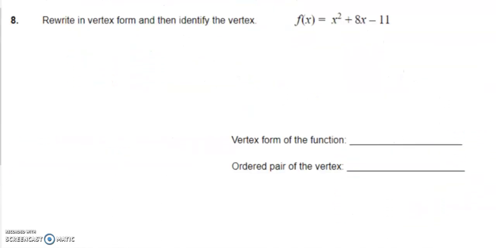All right, rewrite in vertex form, then identify the vertex. So f of x is really just the same thing as y. So I'm going to start by adding my constant to the other side.